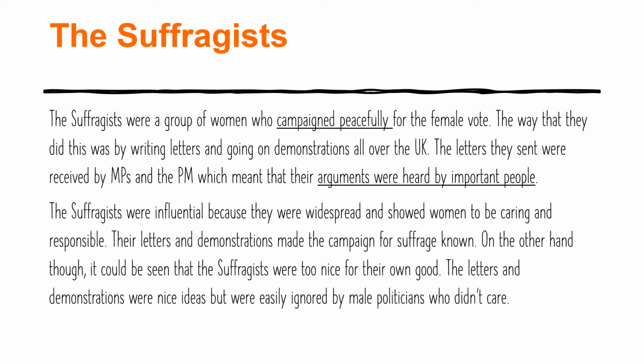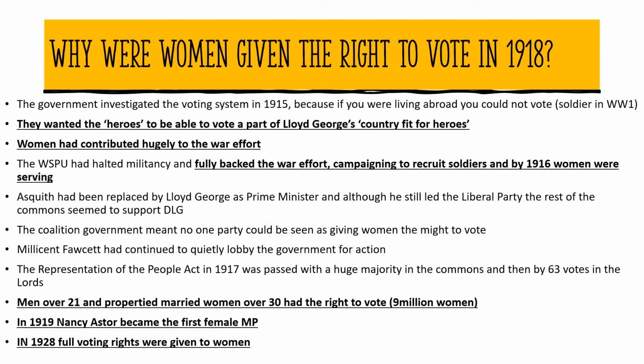But some people would argue that maybe they were too nice, and the letters and demonstrations were nice ideas but largely ignored by male politicians who didn't really care. So by 1918, some women were given the vote. Men over 21 and women who had property or were married and were over the age of 30 could vote in 1918. It wasn't until 1928 that full voting rights were given to women.